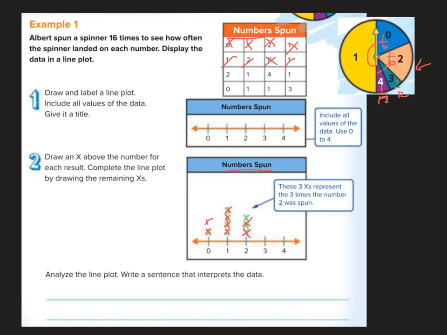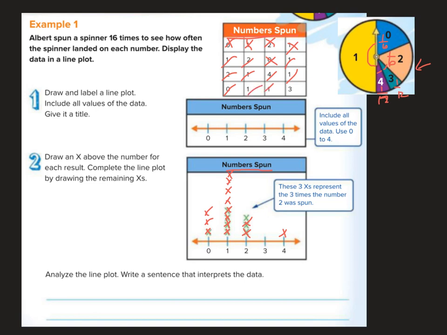Another 1, another 1, another, or a 4. Oh, we haven't had a 4 yet. A 1, a 2. Oops, I'm marking on the wrong ones, you guys. So let's see. I should have 1, 2, 3 zeros. Okay. 1, 2, 3, 4, 5, 6, 7, 8 ones.